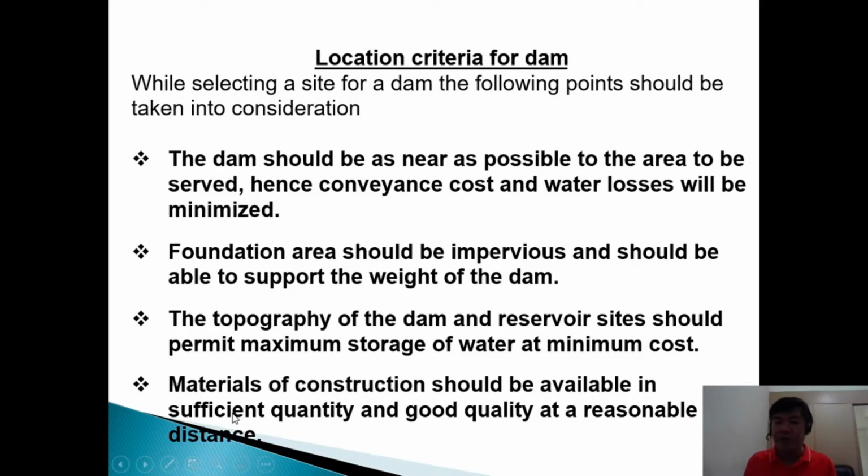It should be available in sufficient quantity and of good quality. So why good quality in here? Because it is made of earth dam. And the slope stability and its factor of safety will always be based on the quality of the earth material that will be used. So it should be available and the quantity should be sufficient enough for the construction of the dam.